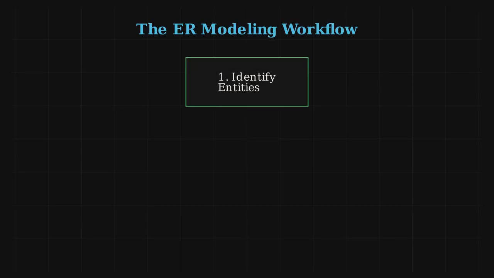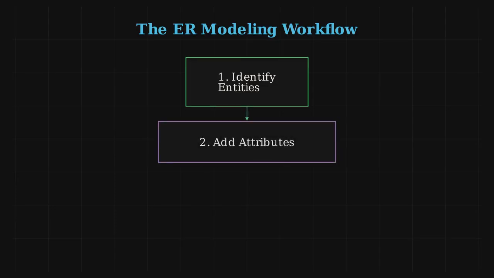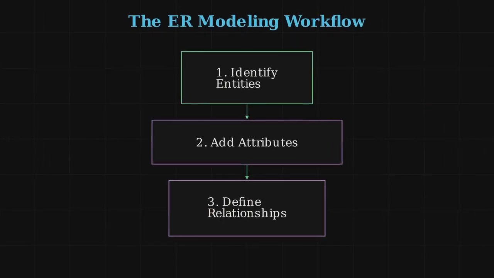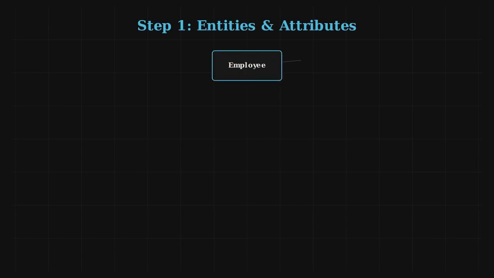First, we identify key real-world entities. Next, we list their descriptive attributes. Finally, we establish relationships between them to define structural rules. Let's start with a concrete example.